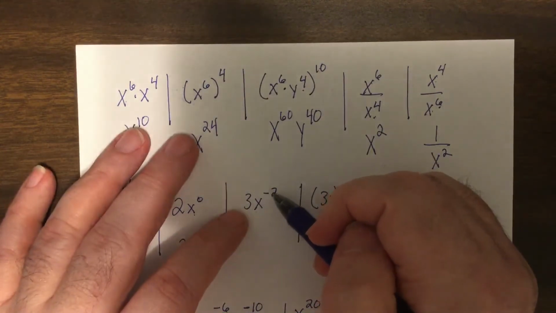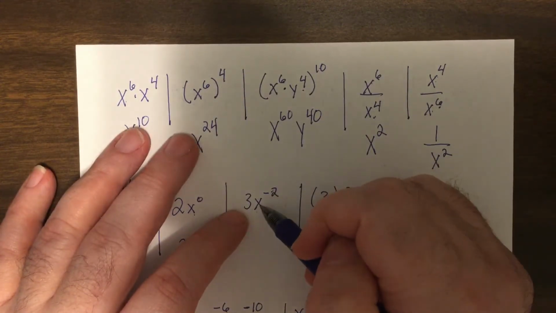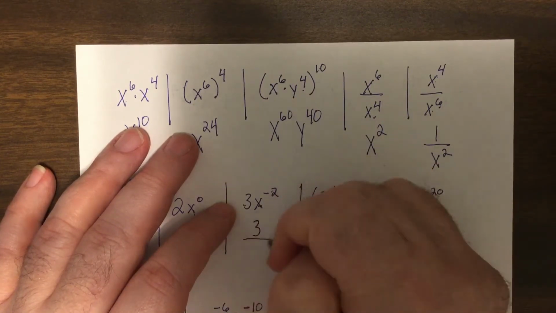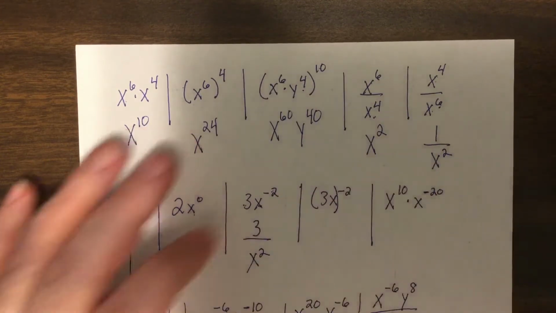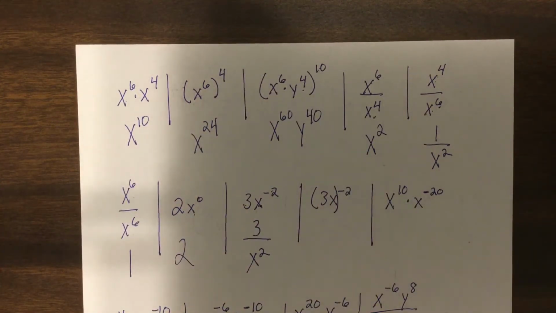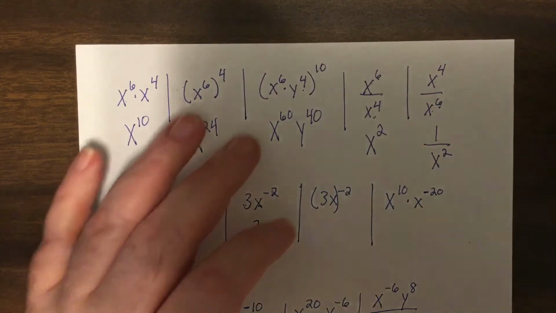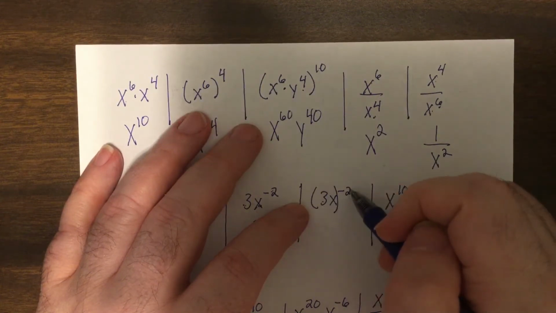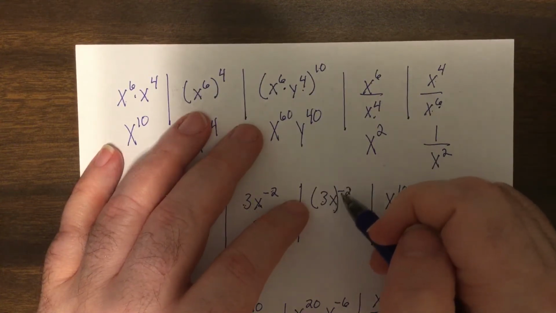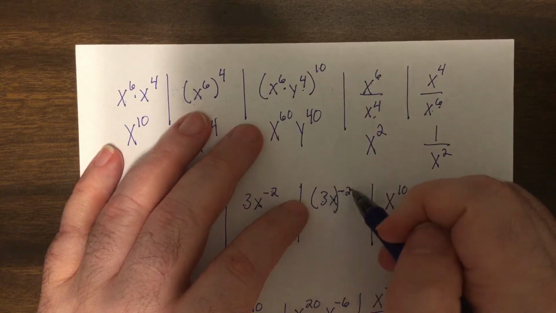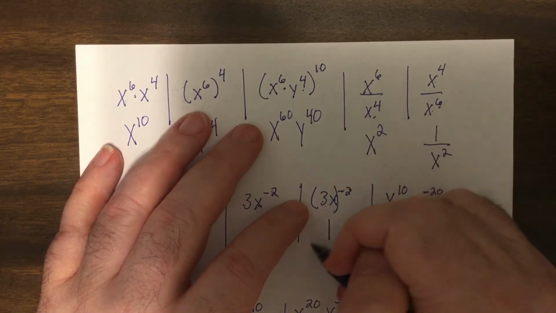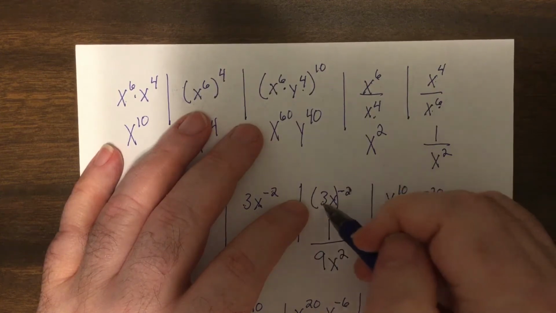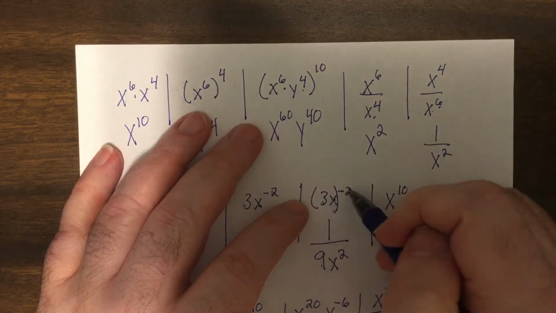This one, the negative 2 power is only on the x. It's not on the 3, so you move the x term. Tricky problem. Most students have trouble with that. This one, you have a product raised to a power, so you raise both to that power. We need to flip this, and we need to square it. So it'd be 1 on top, 9x squared on the bottom, because 3 squared is 9, x squared.